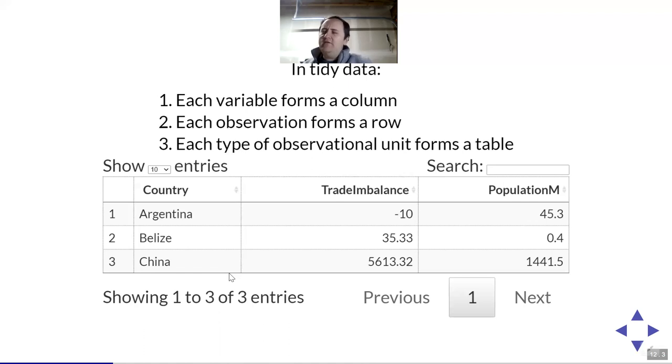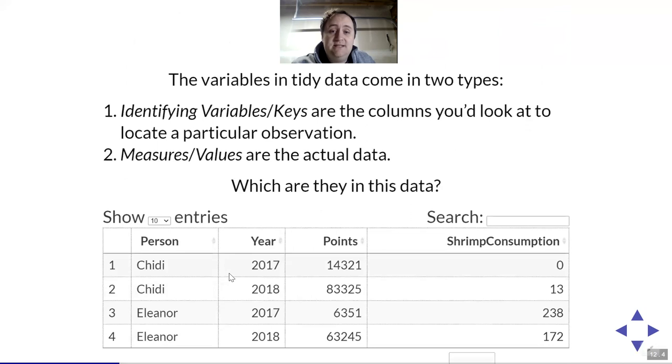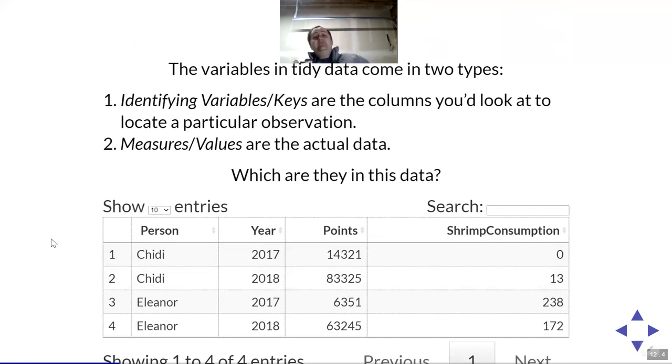The third one I tend to fudge on a little bit, but the first two are very good at the least. So the types of variables that we have in tidy data come in two main types. One is the identifying variables, also known as the keys. These are the columns that you would look at to locate a particular observation.